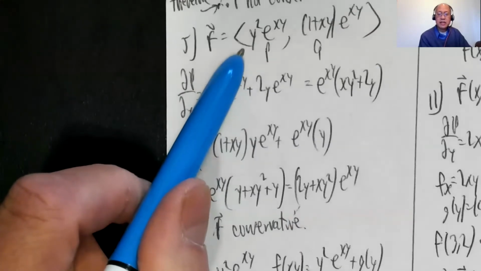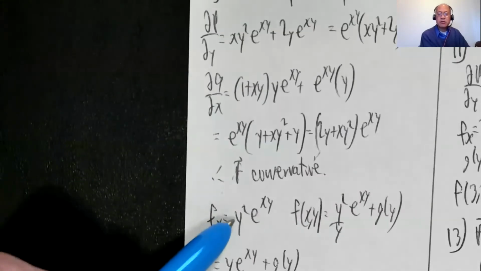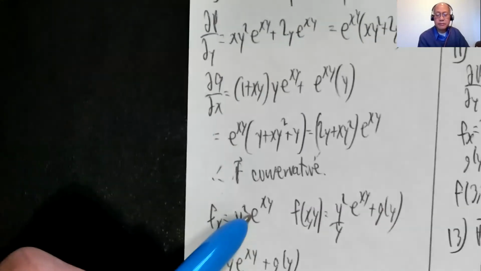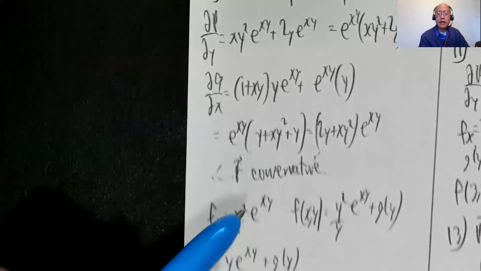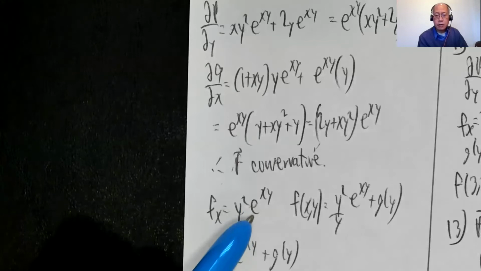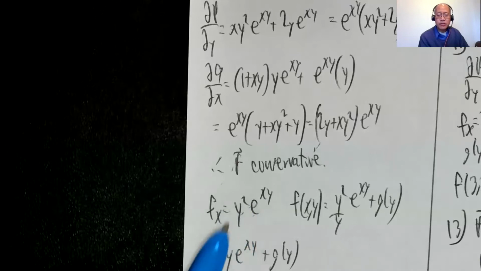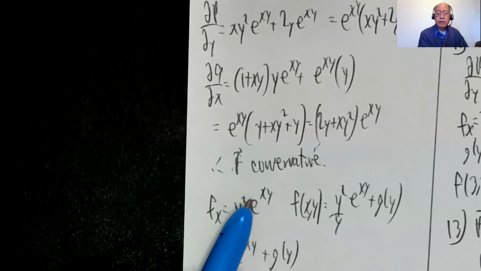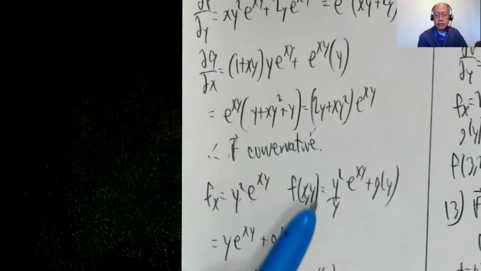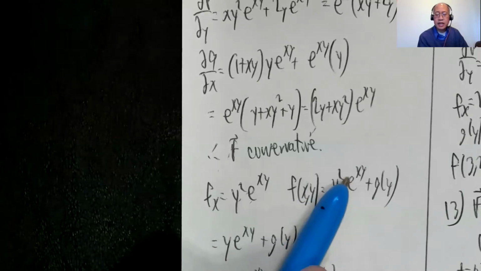This was fx. So fx is y squared e to the xy. So I integrate with respect to y. And if you look at this, if I ask for the derivative with respect to x, I'll multiply by an extra y. So if I integrate, I divide by y. In other words, y squared divided by y, e to the xy.